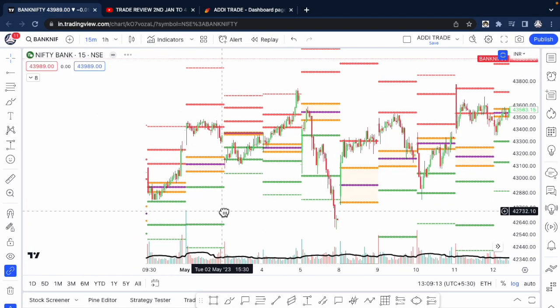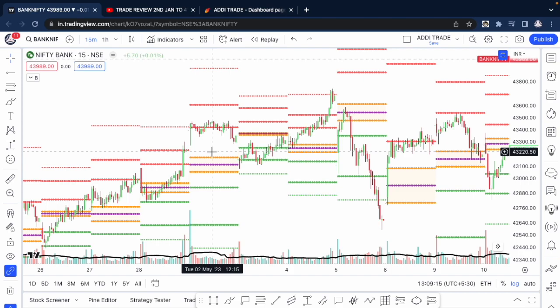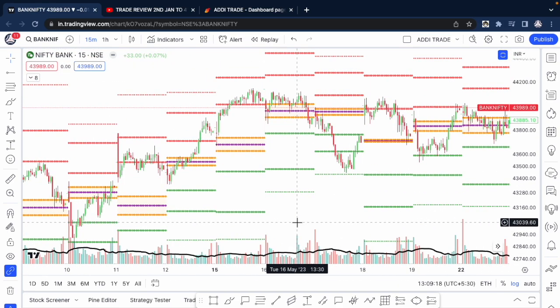So this way, just do some backtesting and then try and use CPR. It will definitely help you and change the way you do day trading.